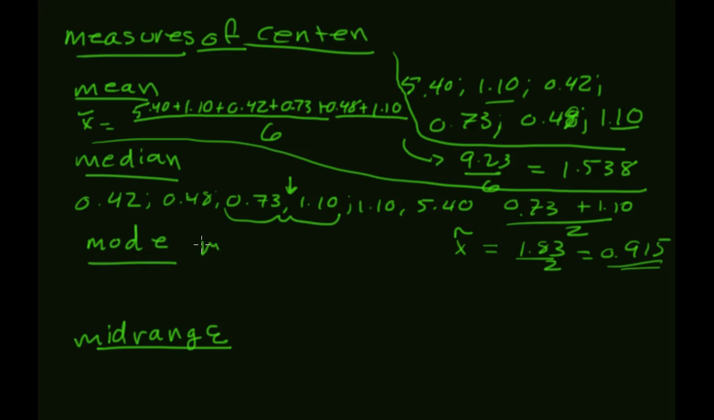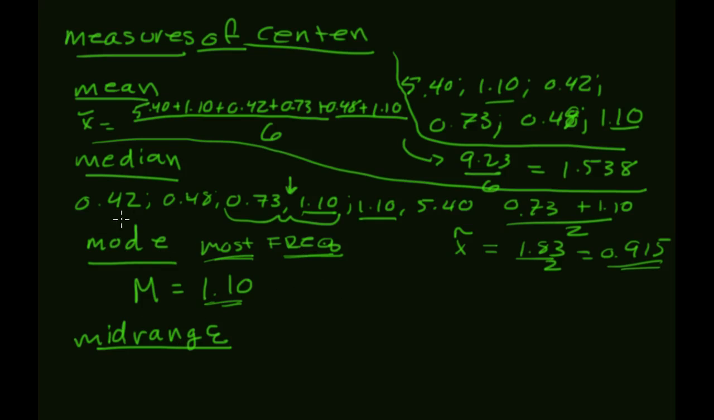Okay, mode is the most frequent number in the set, and that's pretty easy to find. We look at the set of numbers, and the only number that shows up twice is 1.10. So it is the most frequent number in the set. We oftentimes use the capital M to represent the mode. The mode here would be 1.10. If no number shows up most often, then it doesn't have a mode. A set can have more than one mode if two numbers show up the same amount of times. So that's the mode.